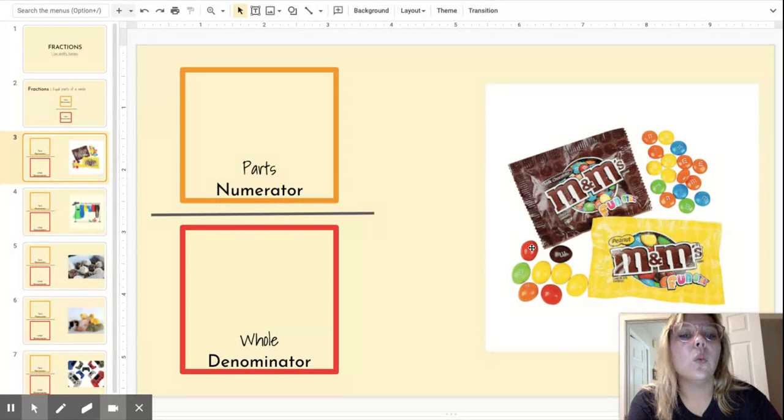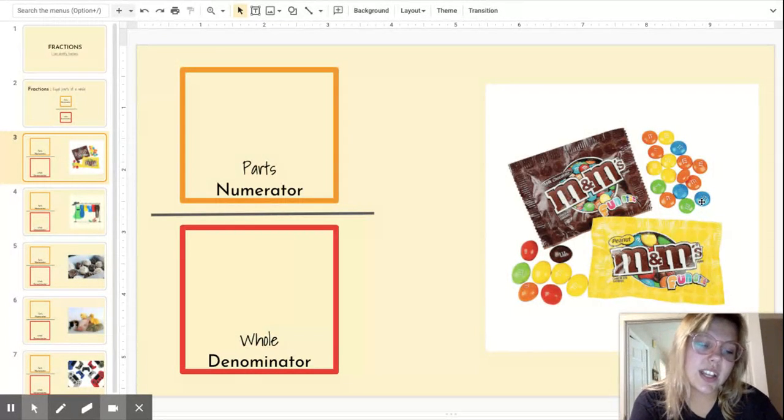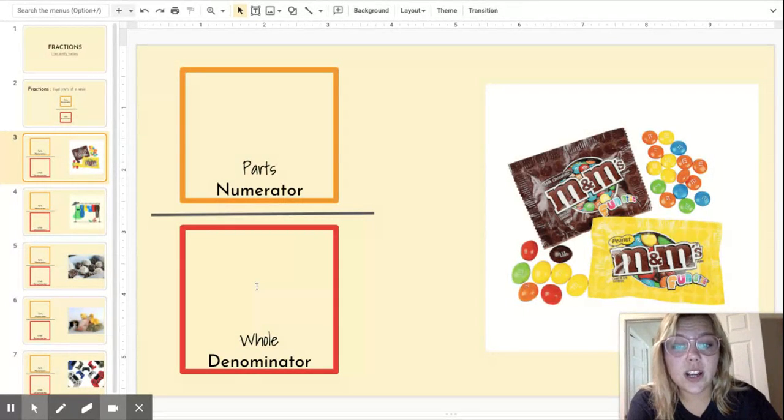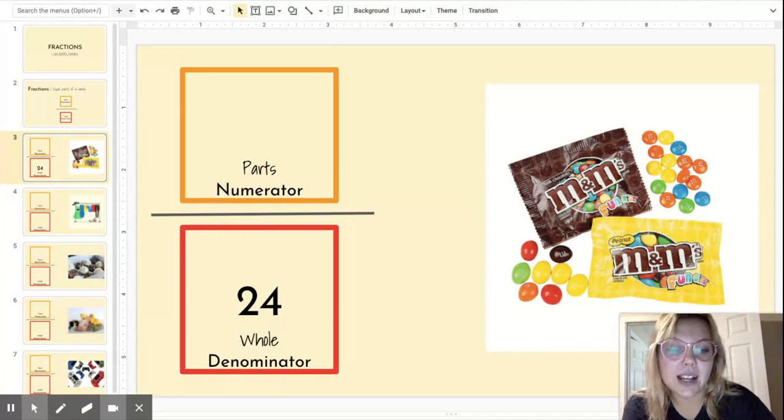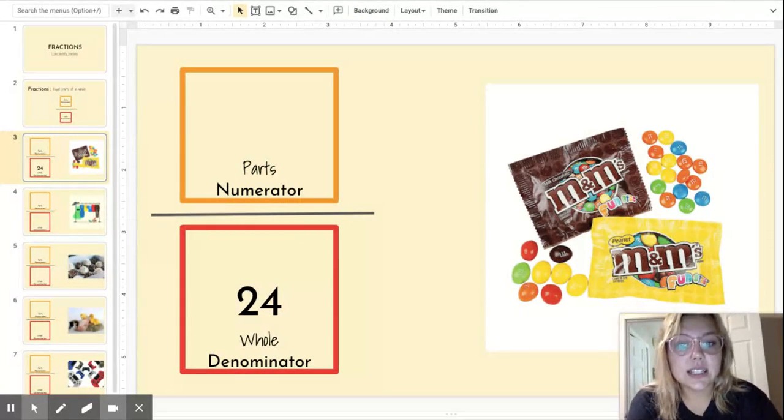Get ready. 1, 2, 3, 4, 5, 6, 7, 8, 9, 10, 11, 12, 13, 14, 15, 16, 17, 18, 19, 20, 21, 22, 23, 24. There are 24 M&Ms in the whole picture. 24 total. So that goes on bottom. That's our denominator.